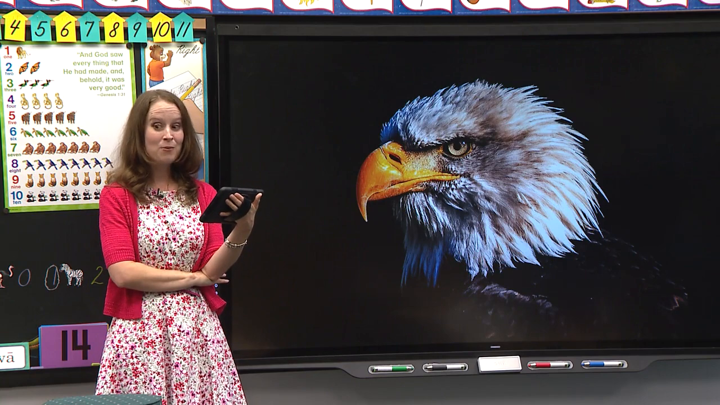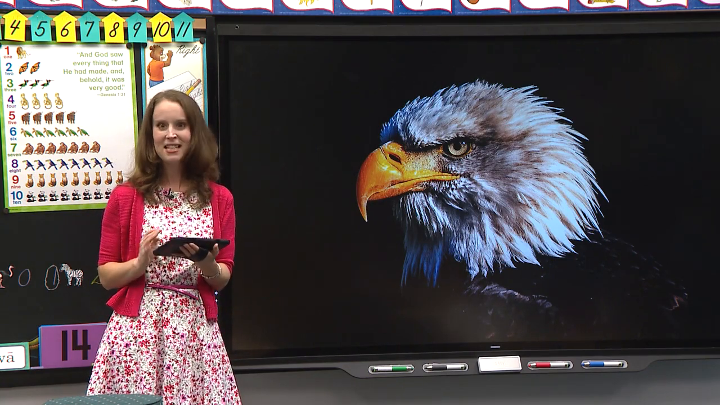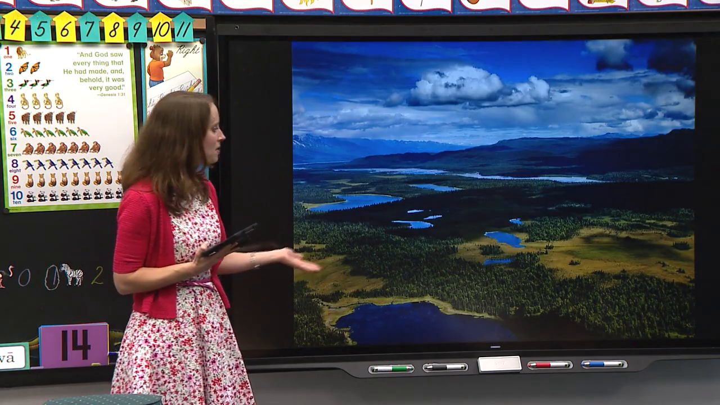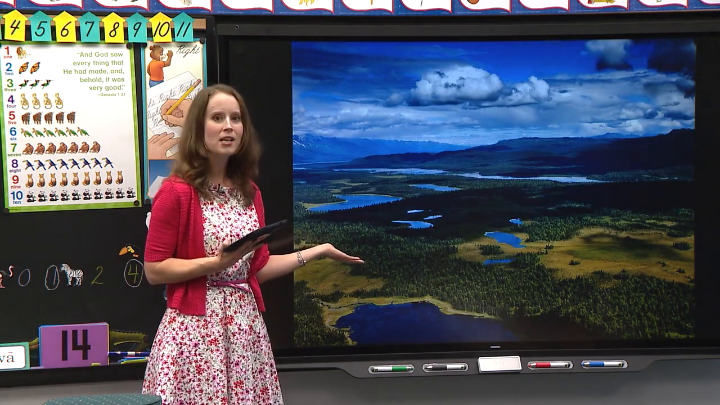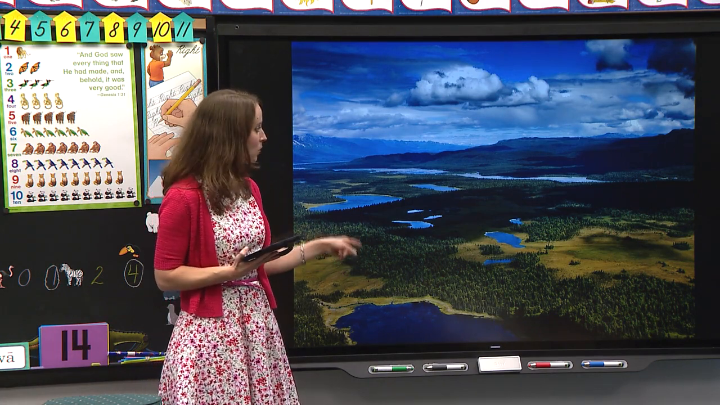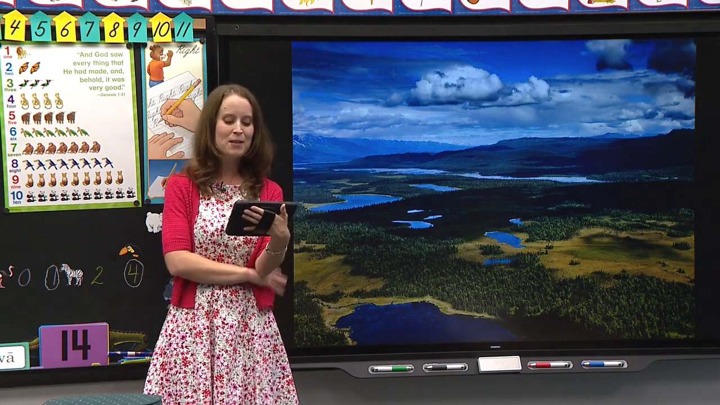And here is one of my favorite birds. What bird is this, Trey? An eagle. It is a bald eagle, and you can see those in the state of Alaska. Now, this is a picture of what Alaska looks like, and this is a special park called Denali National Park. This is a river that just goes right through it, and it's a park that you could visit if you visit the state of Alaska.